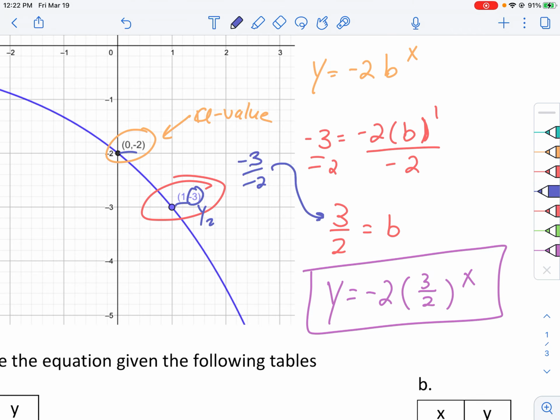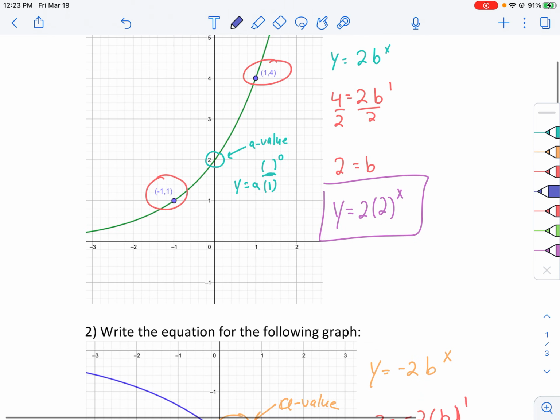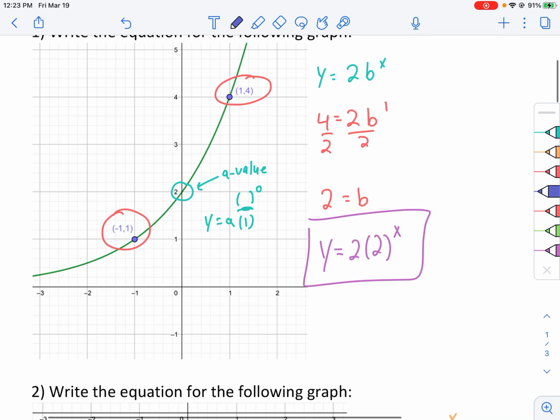Well, what did we get for b? 3/2. And then lastly, we look at that first one. If we go 2 consecutive points, we have 1, 4, and then 0, 2. And so it's going to be 4 over 2, which gives us 2. Okay, so y2 over y1, as long as they are consecutive. If they're more than one x value away, that's too far. You have to have exactly one x value.